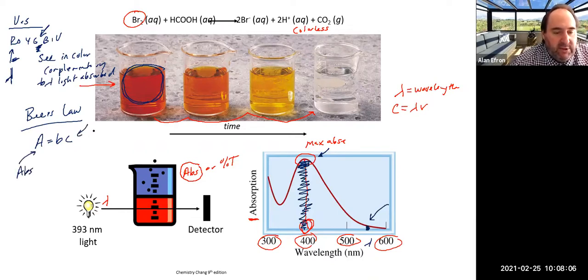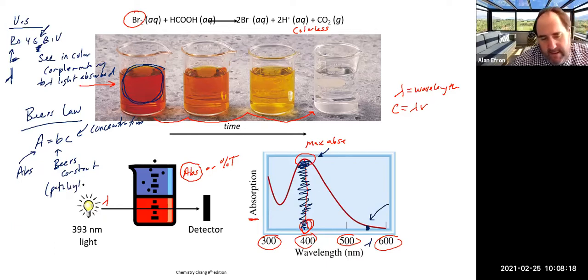C is concentration, and B is Beer's constant, which is usually made up of the path length and the molar absorptivity constant. So A is equal to BC.